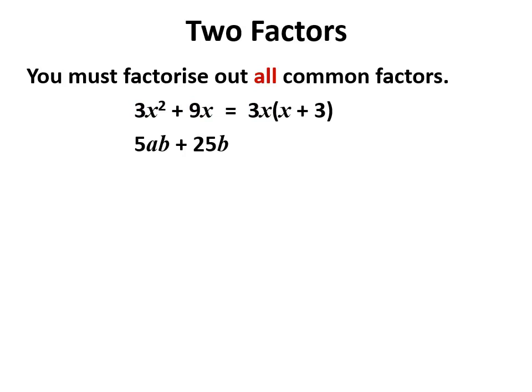Here's another one. Look at that. We see 5 and 25 share a common factor of 5. 5B and 25B have a B in common. We take the 5 and the B out, leaving us with A and 5, because 5 times 5 is 25.